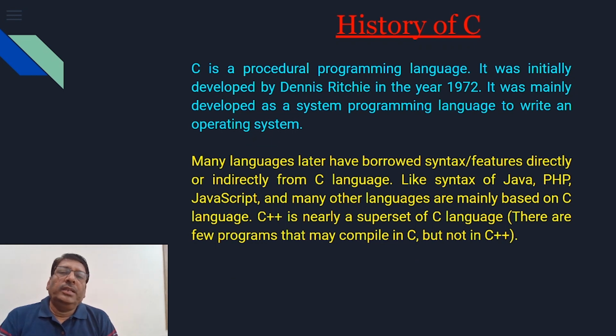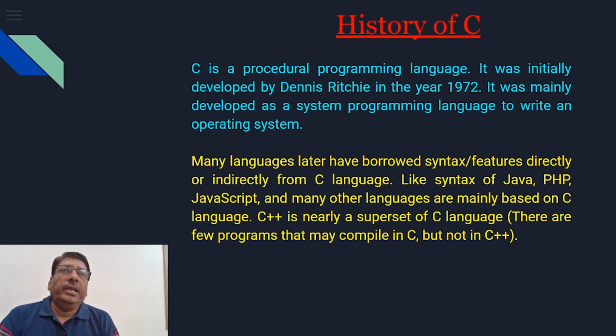C is also called a Procedural Programming Language, developed by Dennis Ritchie in the year 1972. We do not specify an exact date like we do for an invention, because the process might have started somewhere and been completed later. So in 1972 this language was developed to design the Unix operating system. Later, many other languages borrowed the syntax and features, directly or indirectly, from C language.